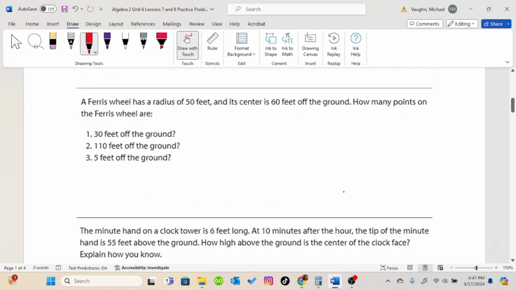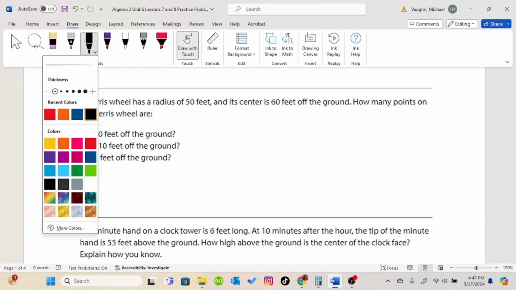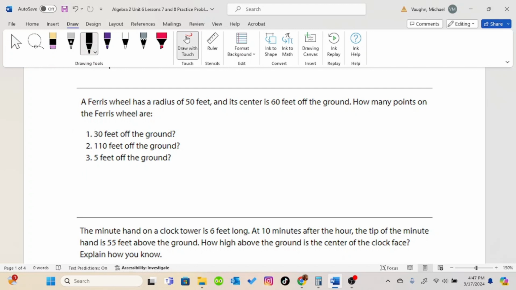A Ferris wheel has a radius of 50 feet and its center is 60 feet off the ground. How many points on the Ferris wheel are, number 1, 30 feet off the ground? So we could draw our Ferris wheel. And we know that the center is 60 and that it has a radius of 50.